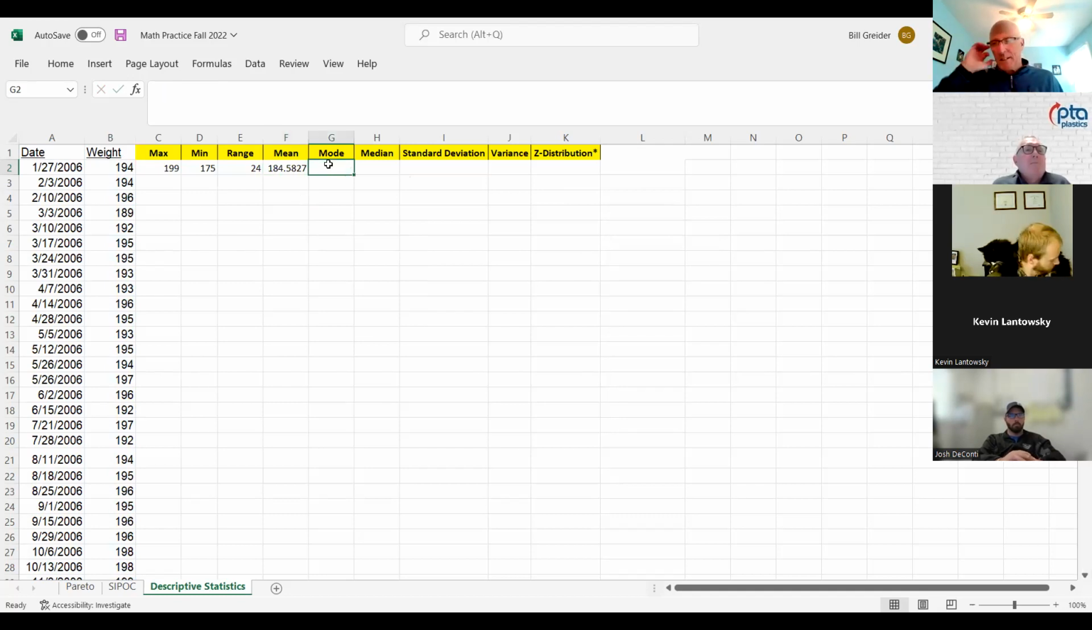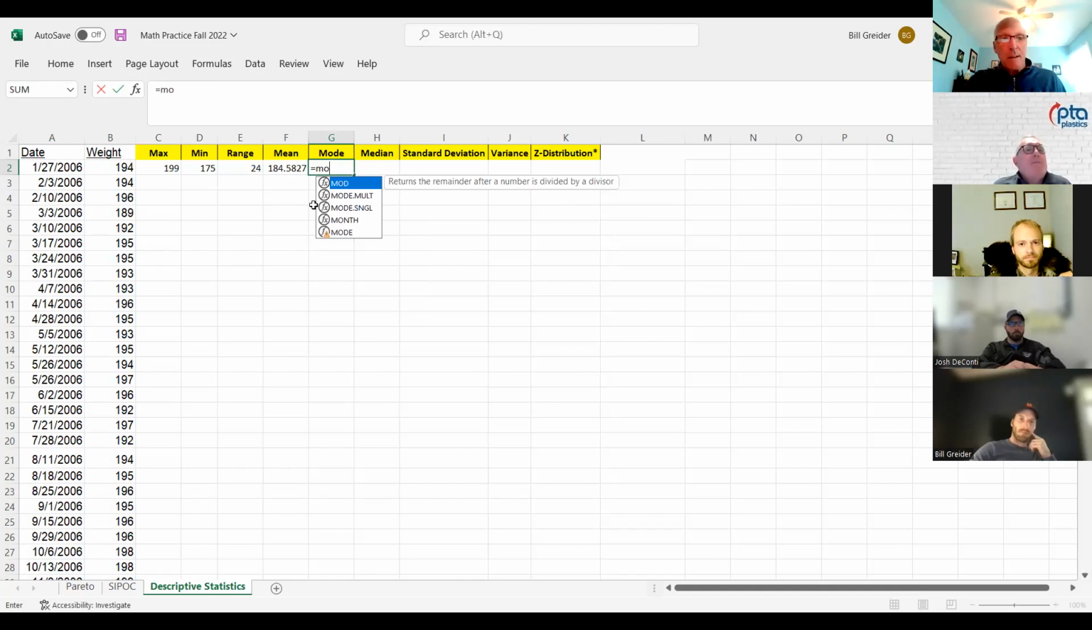What do you think the mode is? Anybody? What's the mode? Most common weight. Yep, the one that occurs the most often, right? Again, equals starts it off, and most times there's mode right there. Highlight the weight. And most weeks on Friday, when I got on the scale, 186 was the most often.